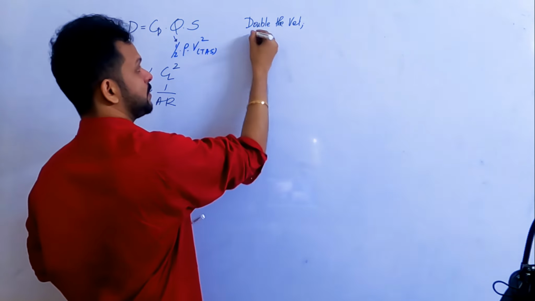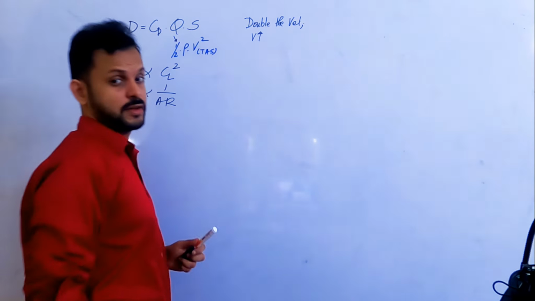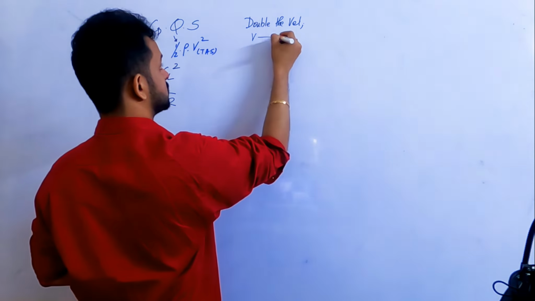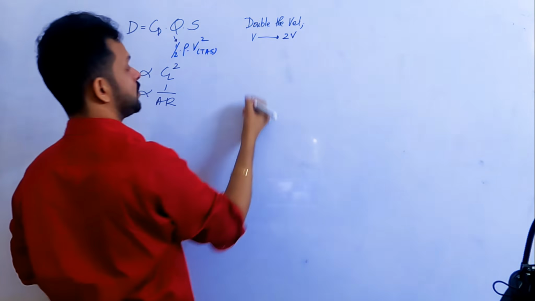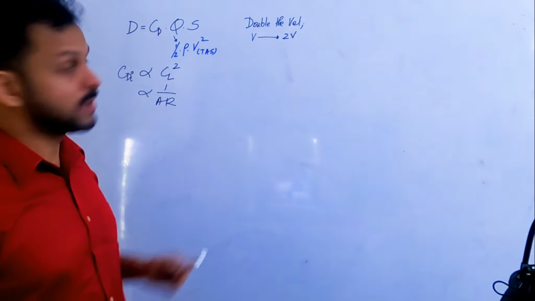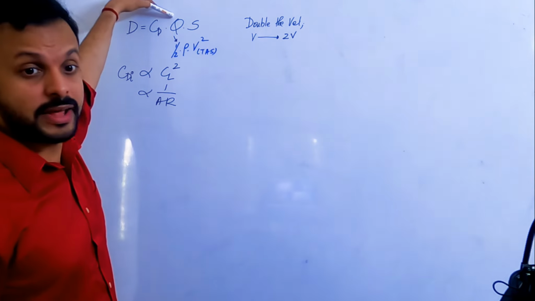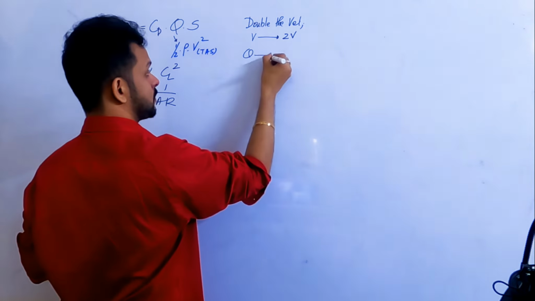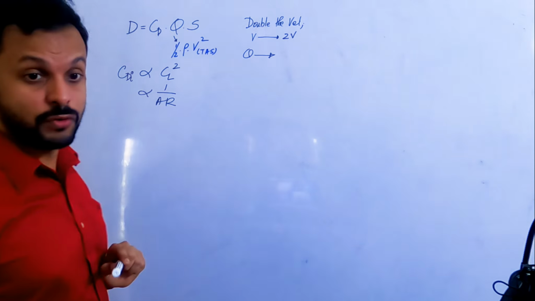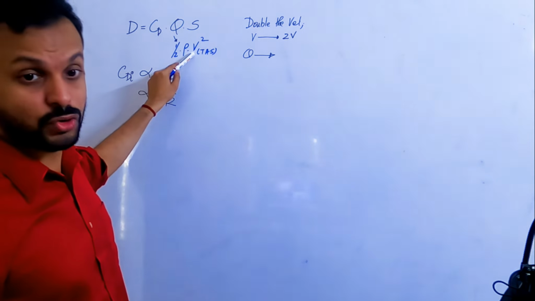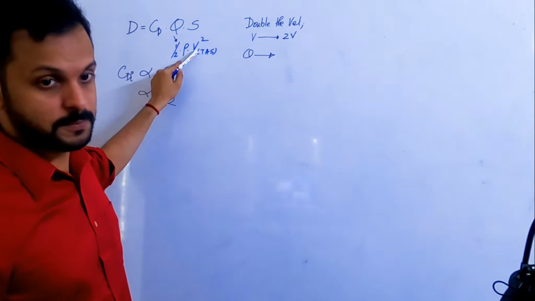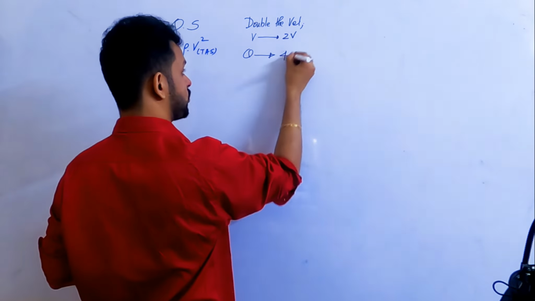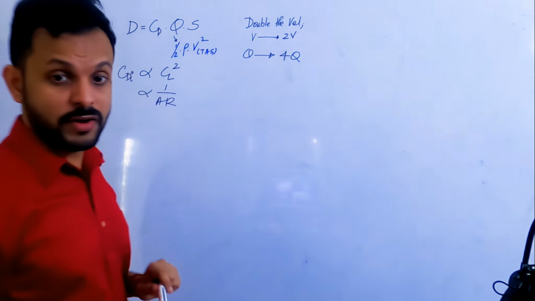So velocity is doubled, meaning the true airspeed is doubled. So V becomes 2V. What is the immediate change? It immediately affects your dynamic pressure. What happens to dynamic pressure? It increases 4 times, because Q is proportional to the square of velocity, not velocity. So velocity is doubled, therefore Q increases 4 times.